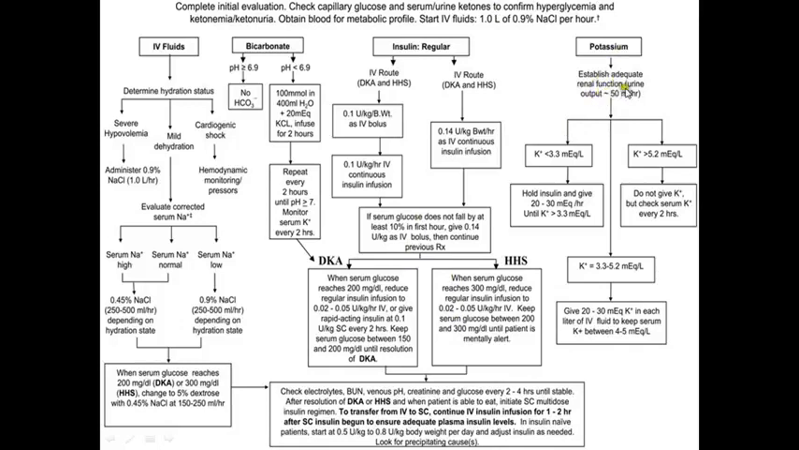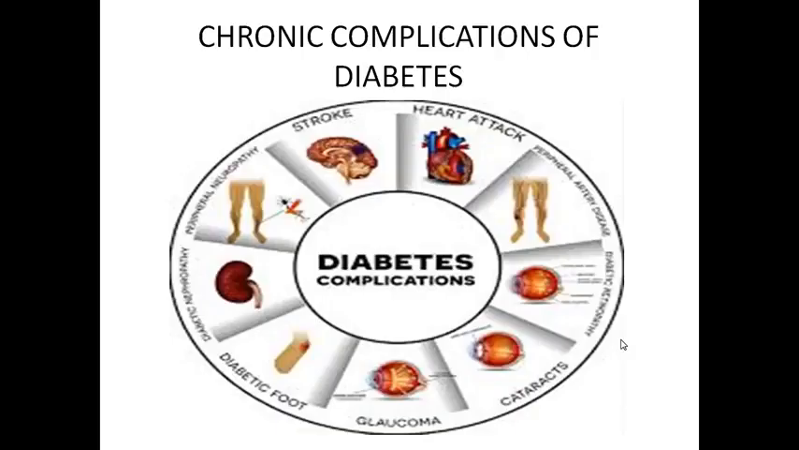Potassium: establish adequate renal function. Urine output should be more than or equivalent to 50 ml per hour. If potassium is less than 3.3, hold insulin and give 20 to 30 milliequivalents per hour until potassium is more than 3.3. If it is 3.3 to 5.2, give 20 to 30 milliequivalents of potassium in each liter of IV fluid to keep serum potassium between 4 and 5 milliequivalents. So in the fluid you're giving, you can add 20 to 30 milliequivalents of potassium. If potassium is more than 5.2, you do not need to give potassium, and you just check the potassium every 2 hours.